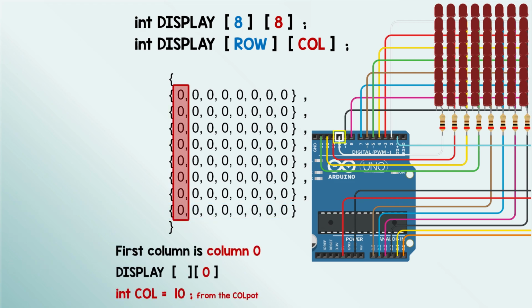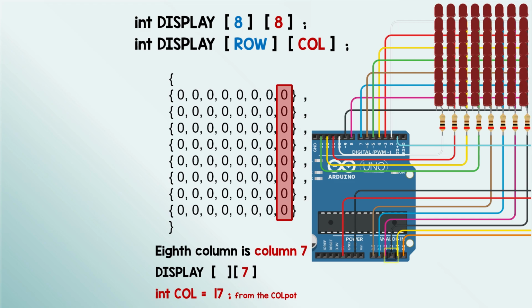This column analog read returns 10 for the lowest voltage as the Arduino pin 10 is wired to the left column of the dot matrix, and here we reference the first array column called column 0. And the column analog read returns 17 for the highest voltage as the Arduino pin 17 is wired to the right column of the dot matrix, and here we reference the last array column called column 7.